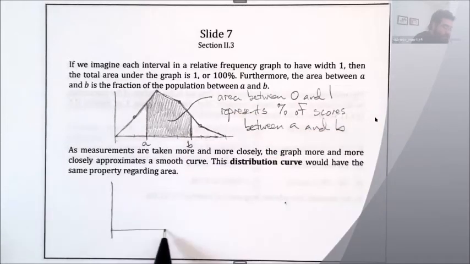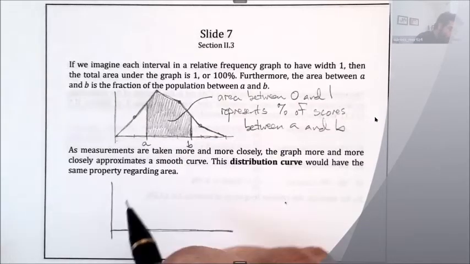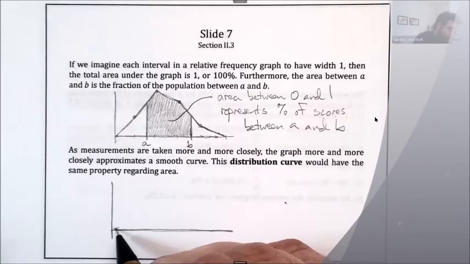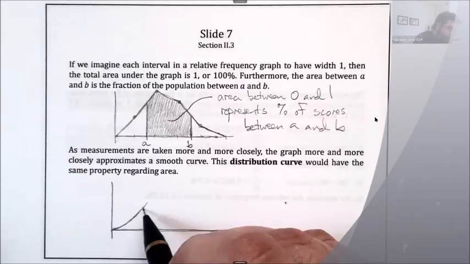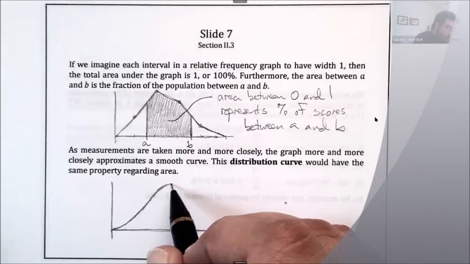but this smooth curve has the same property regarding area. So you might end up with something that is, for all intents and purposes, perfectly smooth.